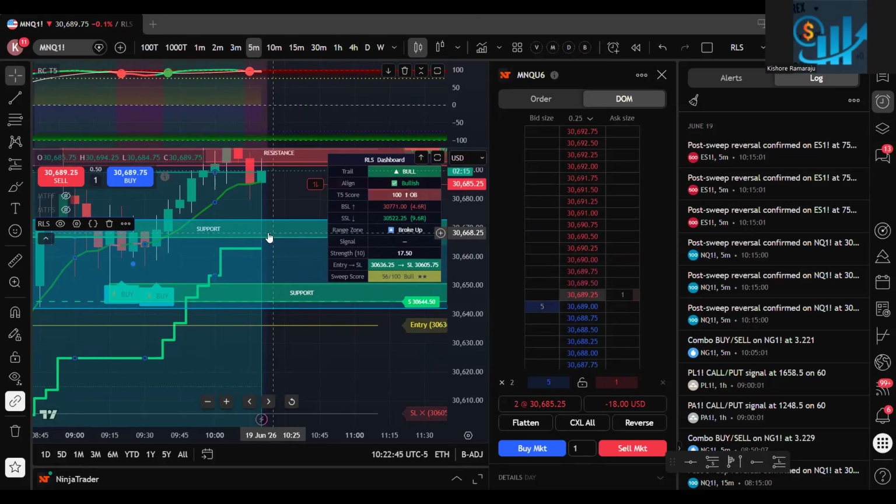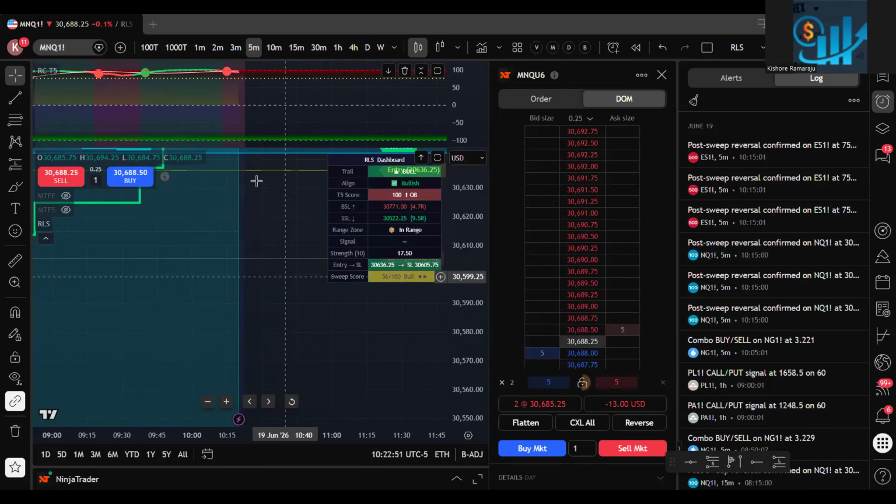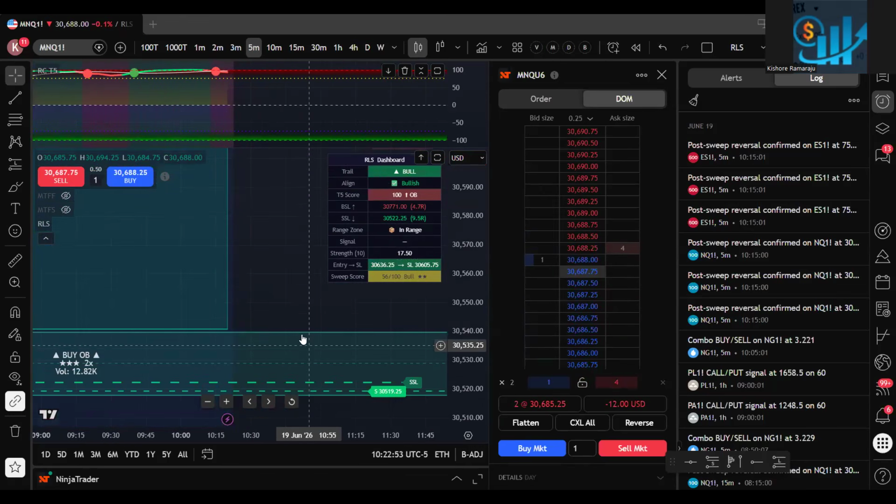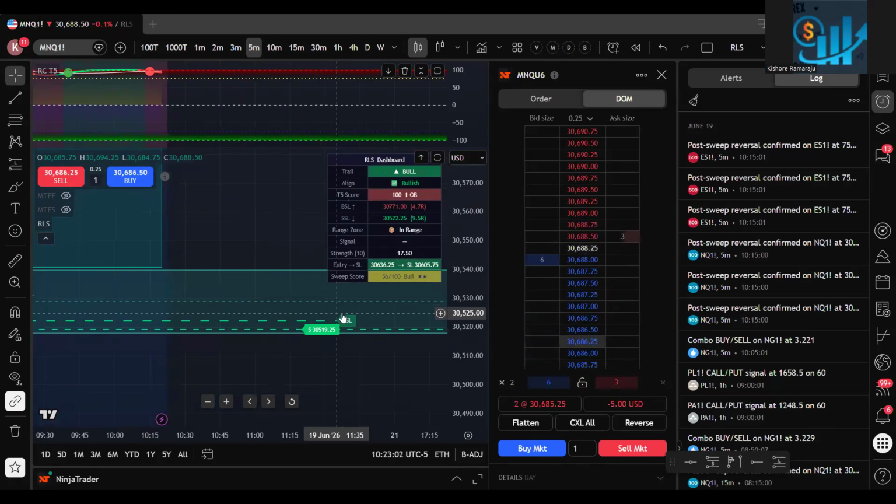Minimum target is 30,668. If it breaks, it should come to 30,650. If it also breaks that, it will come all the way to 30,530. That is where we have sell side liquidity.